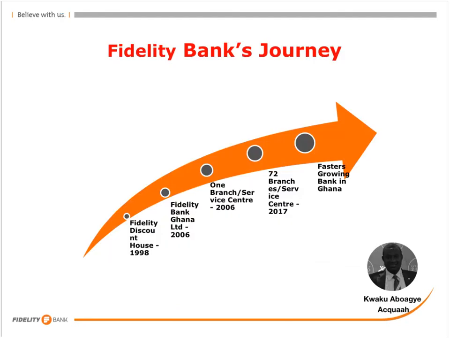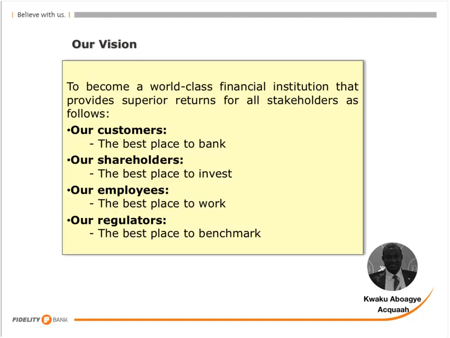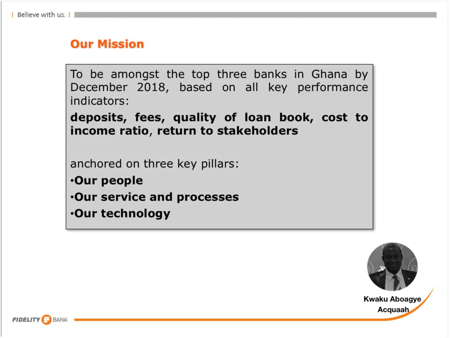Fidelity Bank is an indigenous Ghanaian bank that started off in 1998 as a discount house and has grown into a full-fledged financial institution providing a full range of services, currently spread across the 10 regions of Ghana with 72 branches, and it is the fastest growing bank in Ghana at the moment. We want to build a world-class financial institution that provides superior returns for our stakeholders, who are identified as our customers, our shareholders, our employees, and our regulators.